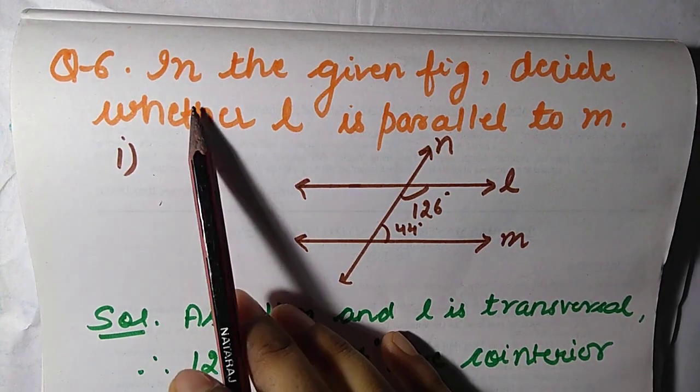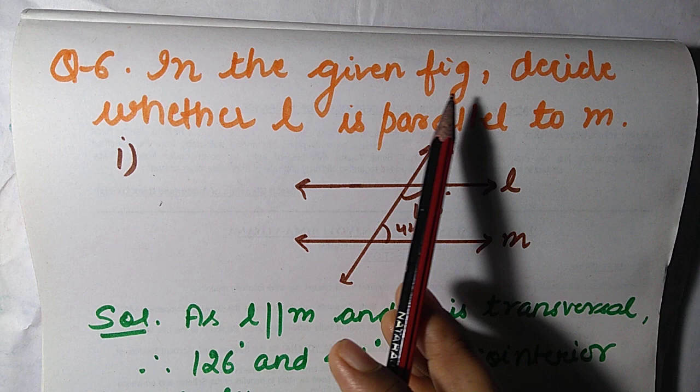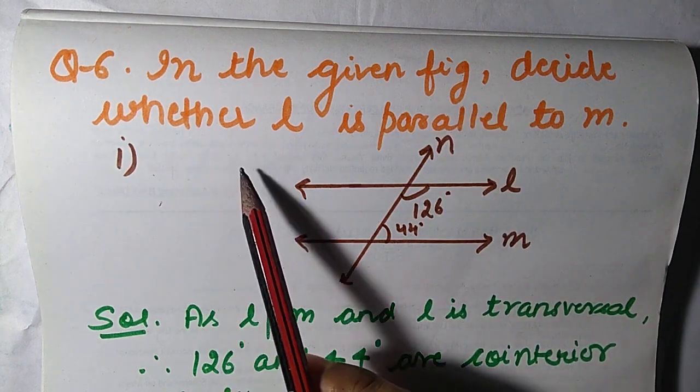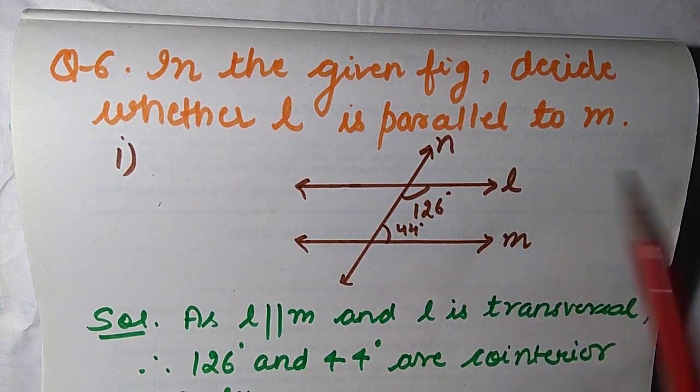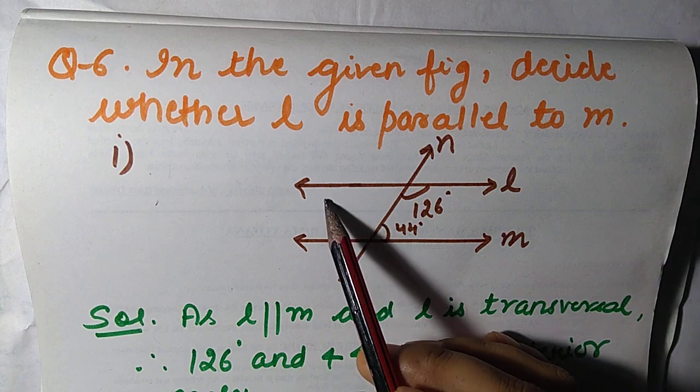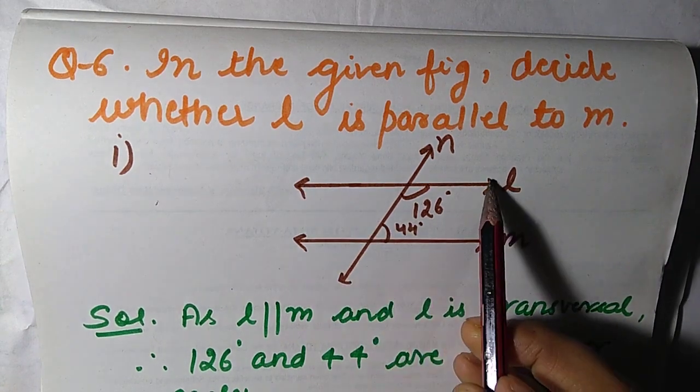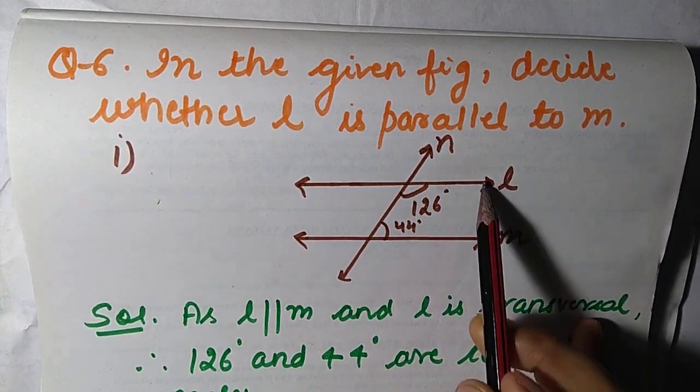Now this is question number 6. In the given figure, decide whether L is parallel to M. It means we have to find out whether L is parallel to M or not.